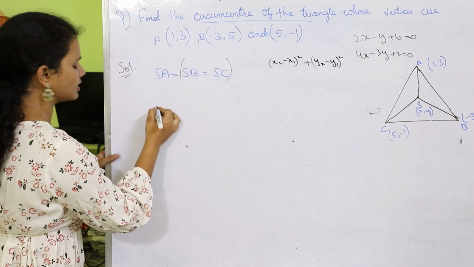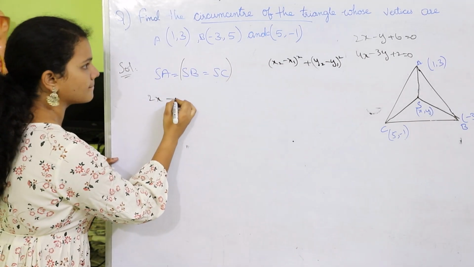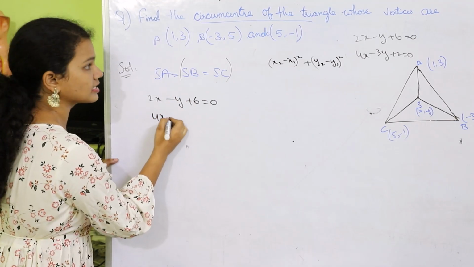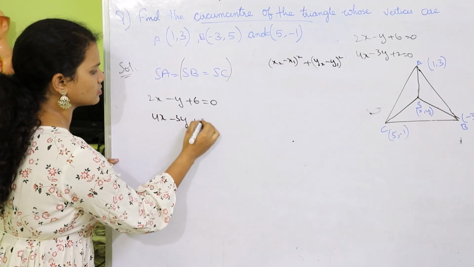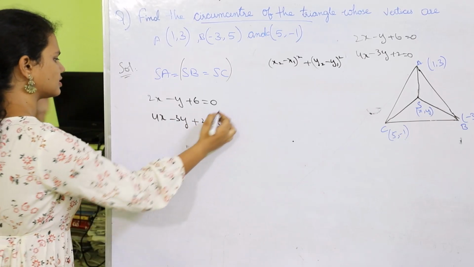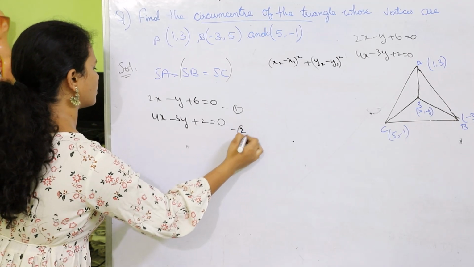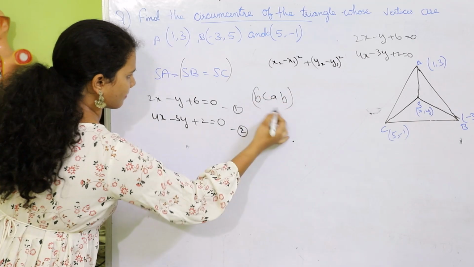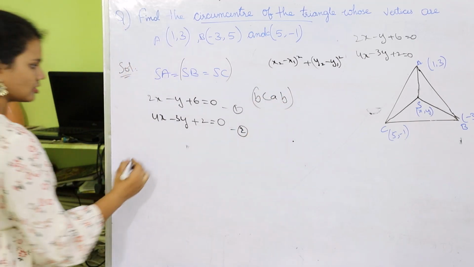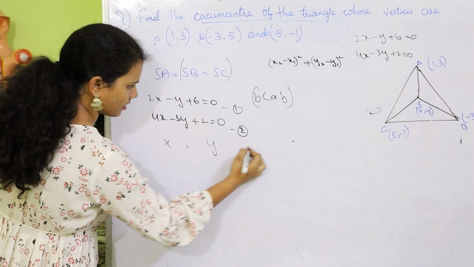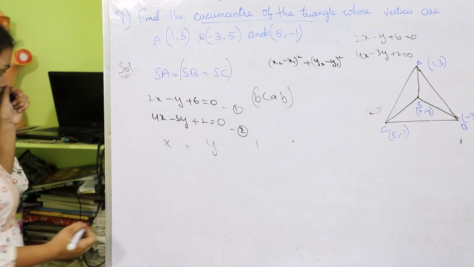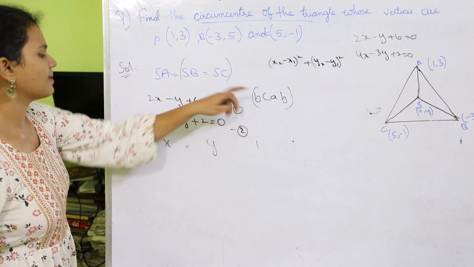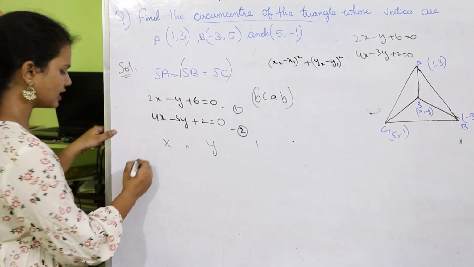So this is equation 1. What is our equation 1? 2x minus y plus 6 is equal to 0. And equation 2 is 4x minus 3y plus 2 is equal to 0. So this is equation number 1, equation number 2. Here we must follow this BCAB. Let this be x, y, and 1 over here. Now this will be a very interesting thing actually. Here you have BCAB. Consider the B value. B value is what? Minus 1, as we know.